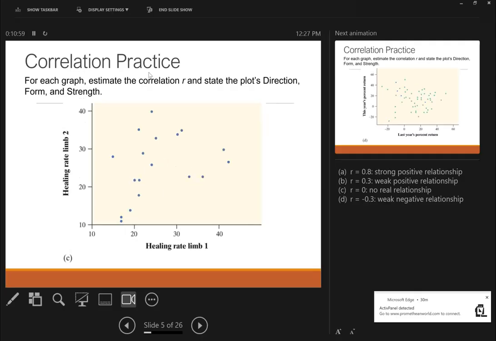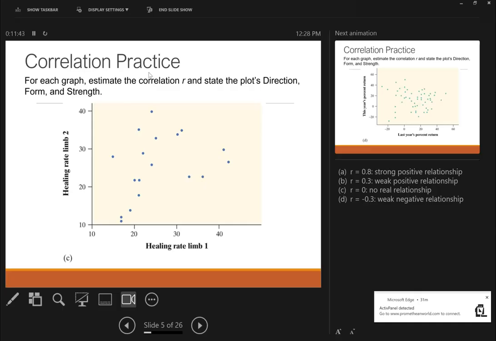Okay. We look at this one. Who wants to estimate an R for me? Yeah, probably 0 is a decent estimate there, Ellie. That looks pretty random to me. There doesn't seem to be any upward or downward trend at all with this. So the direction here, say no direction if the R is 0, would be fine.